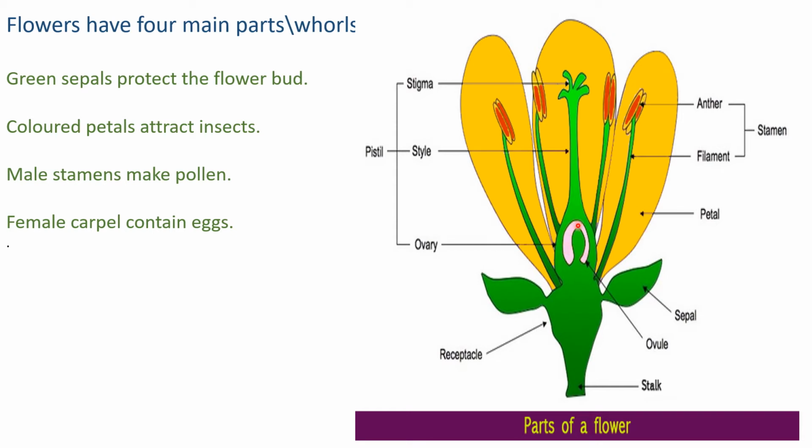How does the seed form? When the pollen reaches the stigma, it begins growing down the style in order to reach the ovary. When the pollen from the anther joins with the ovule present in the ovary, there is fertilization, and fertilization forms the seeds inside the ovary, which form the fruit.